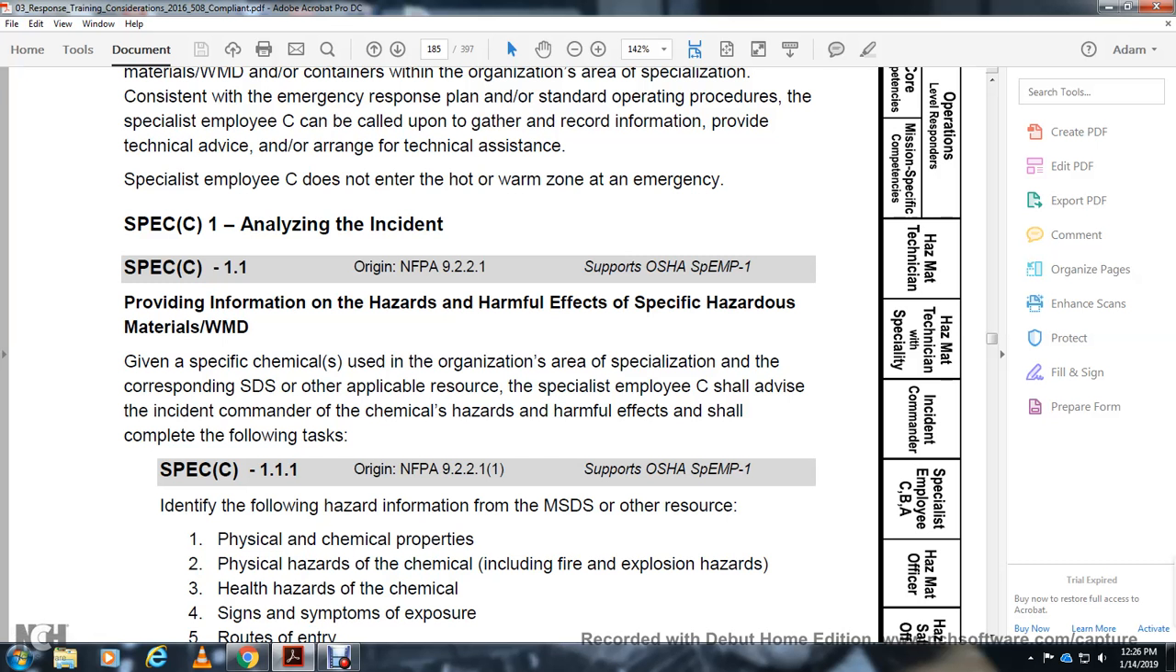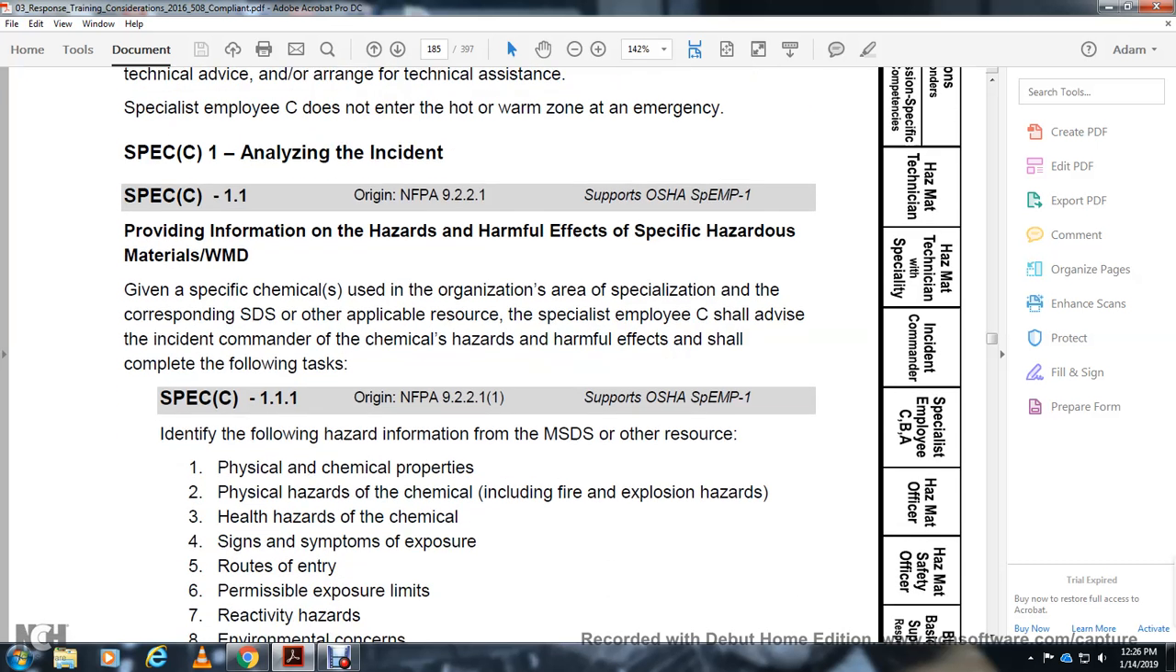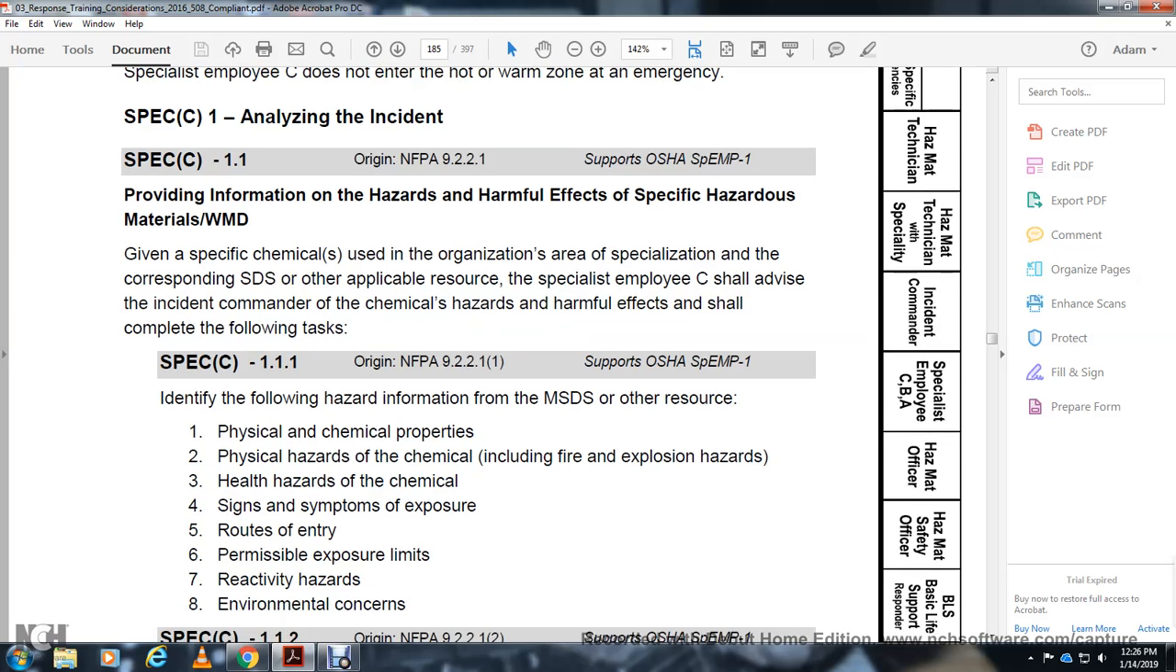Including the following information from the material safety data sheets or other resources: physical and chemical properties, physical hazards of the chemical including fire and explosion hazards, health hazards of the chemical, signs and symptoms of exposure, routes of exposure and injury, permissible exposure levels, limits of radioactivity, and environmental concerns.